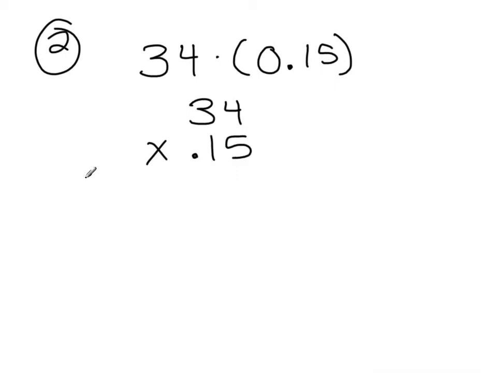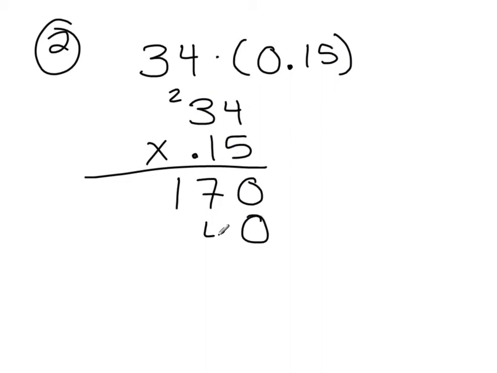We're going to pretend that that decimal point doesn't even exist and multiply as usual. So 5 times 4 is 20. Carry the 2. 5 times 3 is 15, plus the 2 is 17. Placeholder, don't forget it. 1 times 4 is 4. 1 times 3 is 3. Add up the digits. 0 plus 0 is 0. 7 plus 4 is 11, carry the 1. 1 plus 1 is 2, plus the 3 is 5.